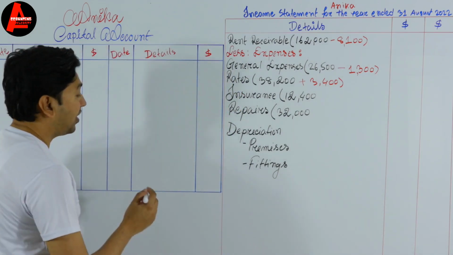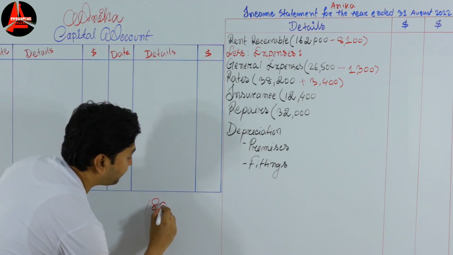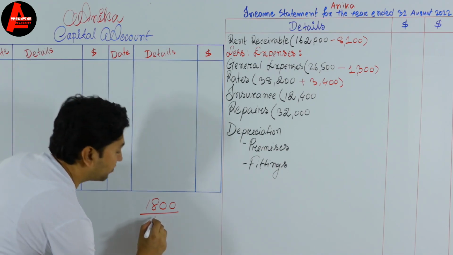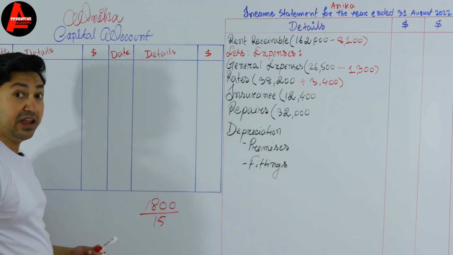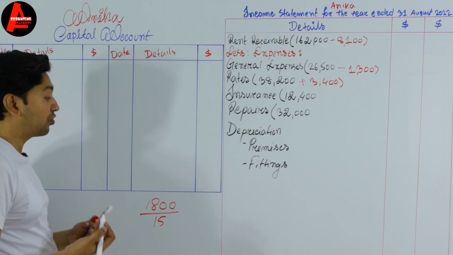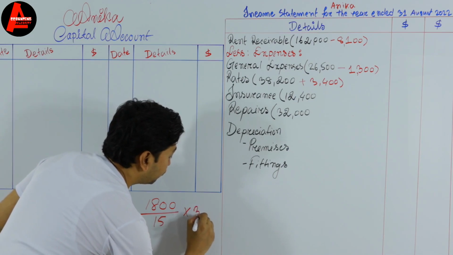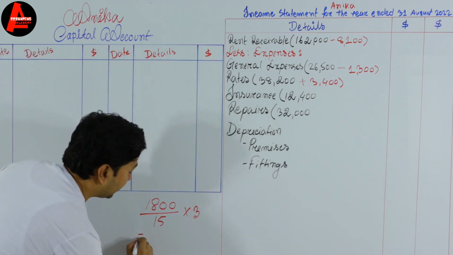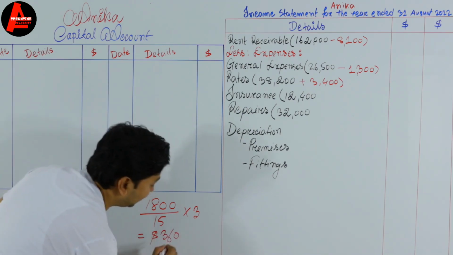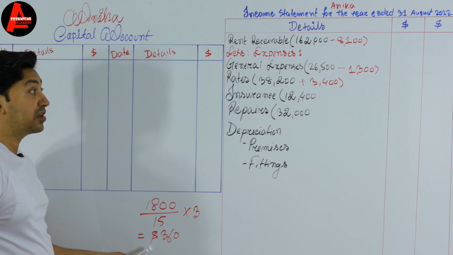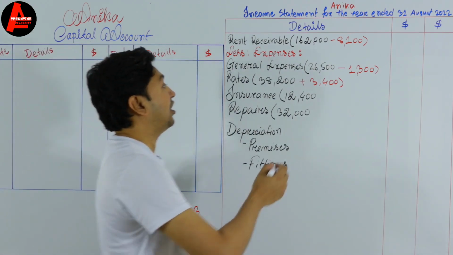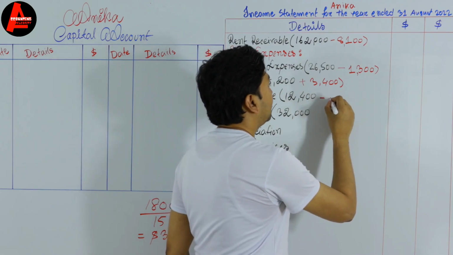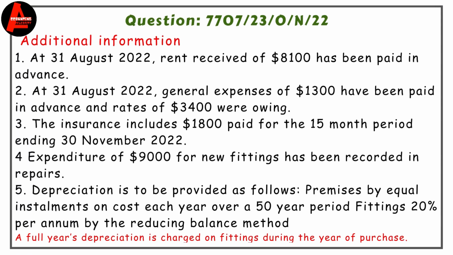So here $1,800 is paid for 15 months. We'll divide it by 15, and for how many months is it paid in advance? It is for 3 months. We will multiply by 3. If we do the calculation, we get here $360. So this is the amount which is paid in advance. We will subtract it from the insurance. So let us write here minus $360. So what is our next adjustment? Here number 4, expenditure of $9,000 for new fittings has been recorded in repairs.